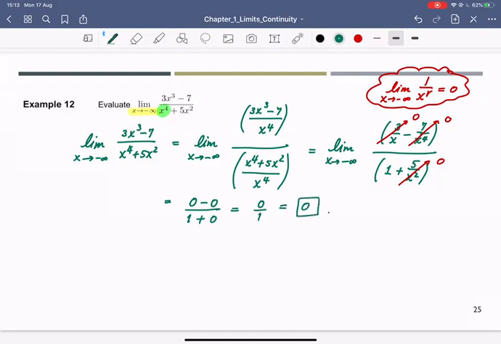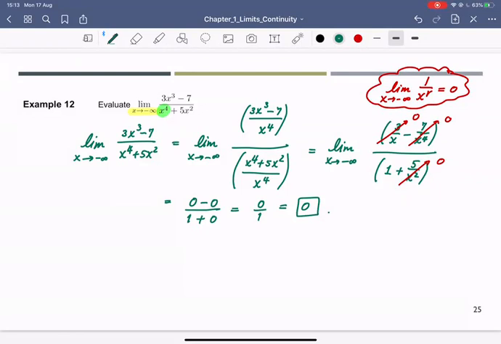Done. This is the expectation for your solution. You should show your work something like this, not just give the answer. That is unacceptable. You know what I mean? All right.